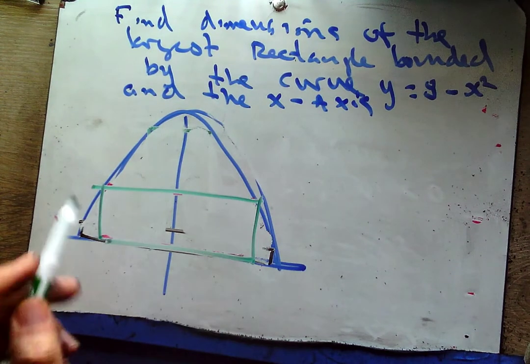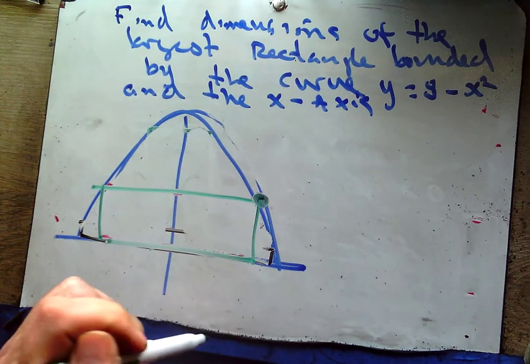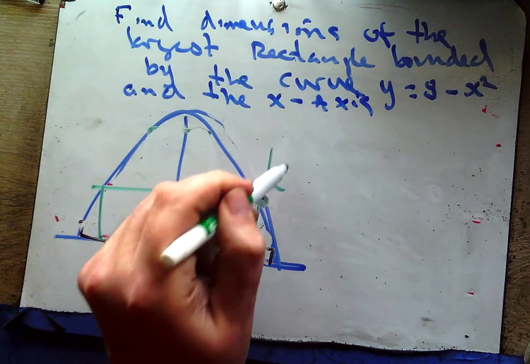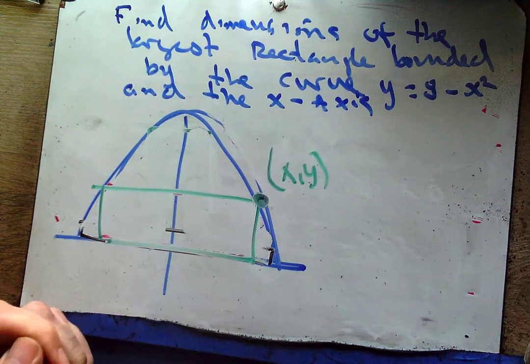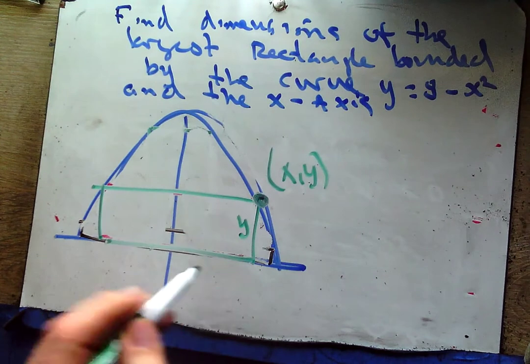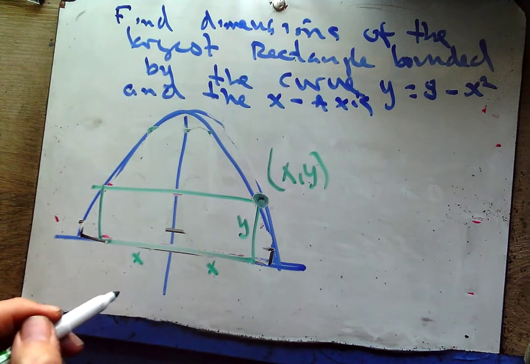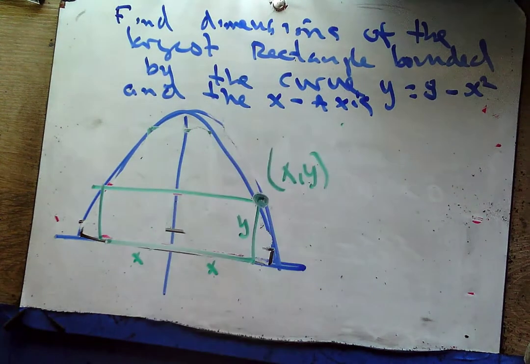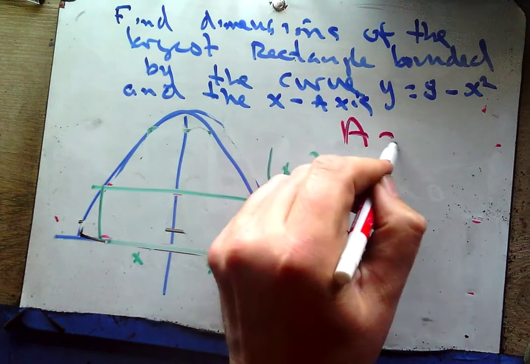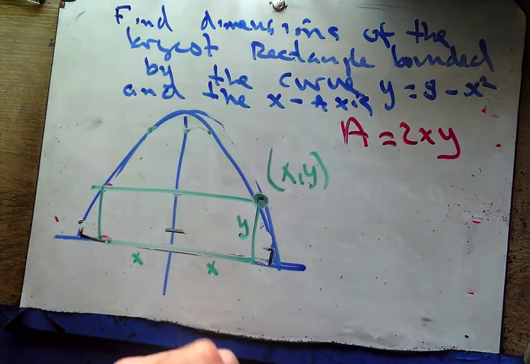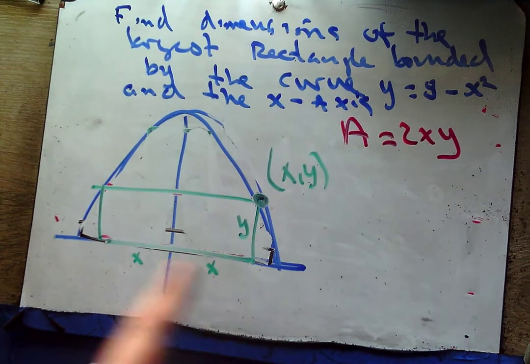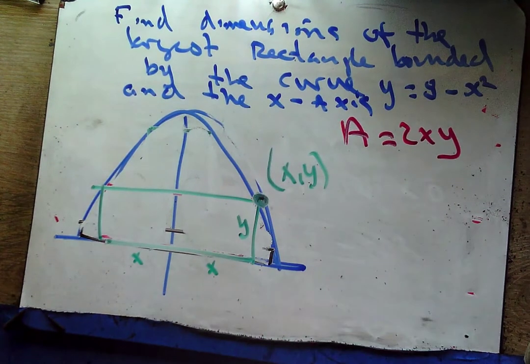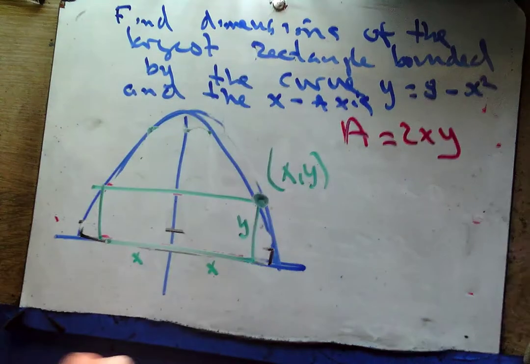Now, like I said in pre-cal when we did this problem, there's a point over here called xy. This is y, this is x. There's another x over there because of symmetry. So my area formula here: area equals 2xy. All right, length times width. And area is the thing I want to maximize. I want the largest rectangle.